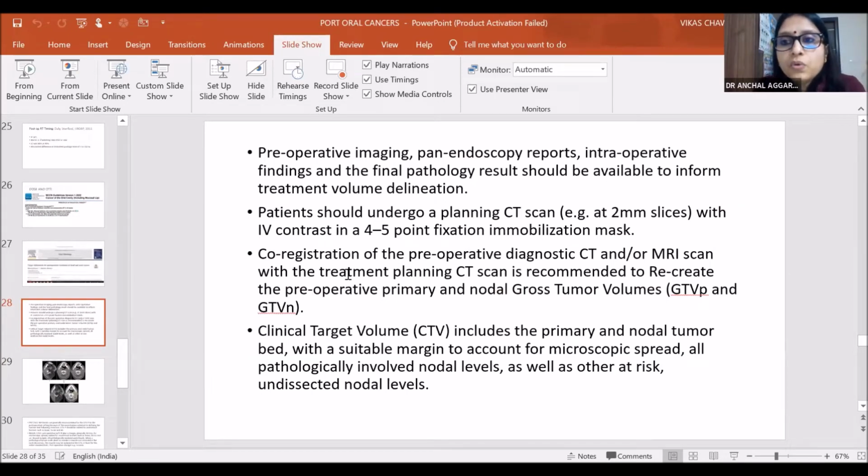So since you all are from surgical stream, I want all of you to give us details regarding the pre-operative imaging, pan-endoscopy reports, intraoperative findings, and the final pathologic result should be available to us in order to delineate the target properly. All patients who are taken up for radiotherapy undergo a planning CT scan with IV contrast in a 4 to 5 point fixation immobilization device.